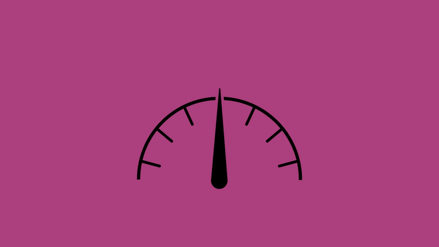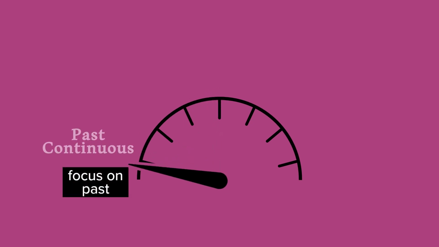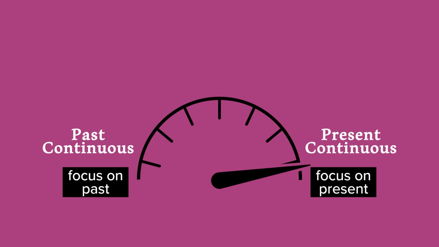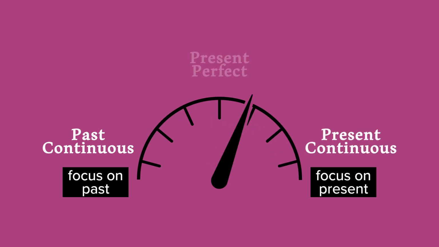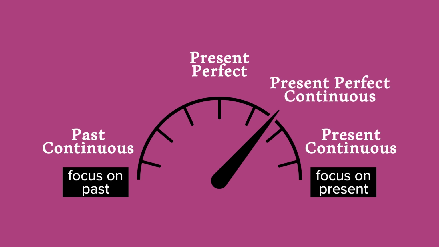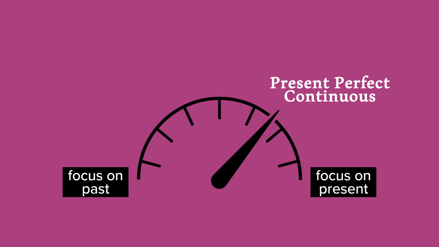Here's another spectrum. On one end, we focus on the past, as with past continuous. On the other end, we focus on the present, as with present continuous. In the middle is present perfect. As we've said before, present perfect is in the balance between past and present. In between present perfect and present continuous is present perfect continuous, which refers to both the past and the present, but places more emphasis on the present.